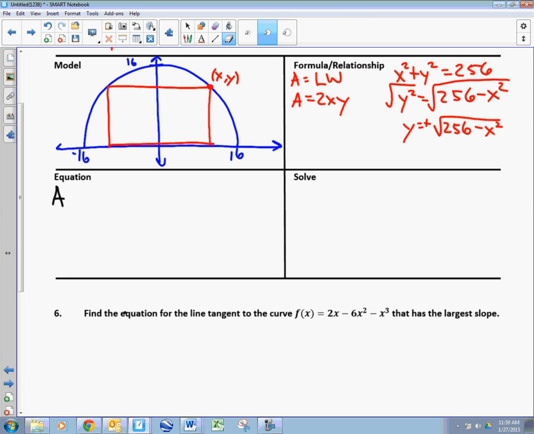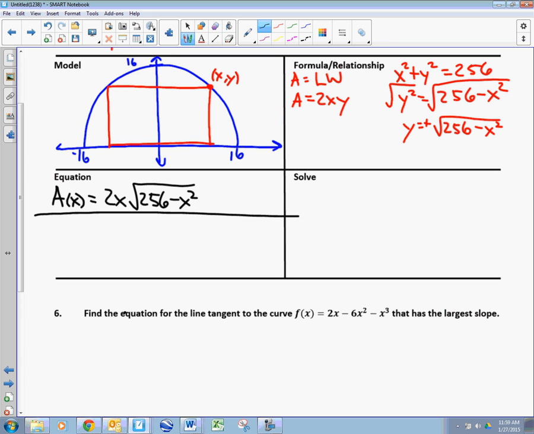Area in terms of what variable? A equals 2x times the square root of 256 minus x squared. I know what that graph looks like because I've seen it before. It looks something like this. Don't draw this. That's what it looks like. Okay.